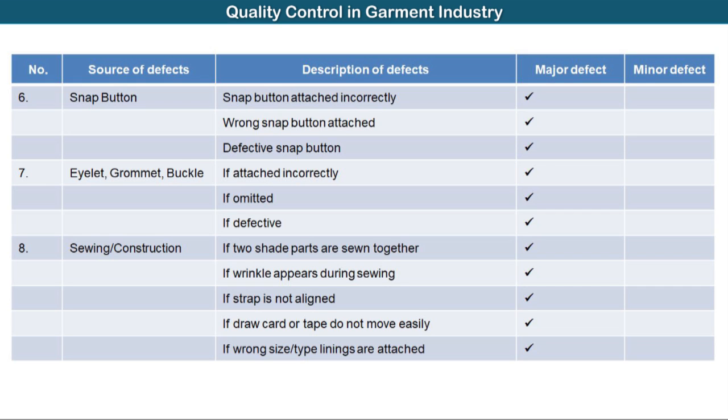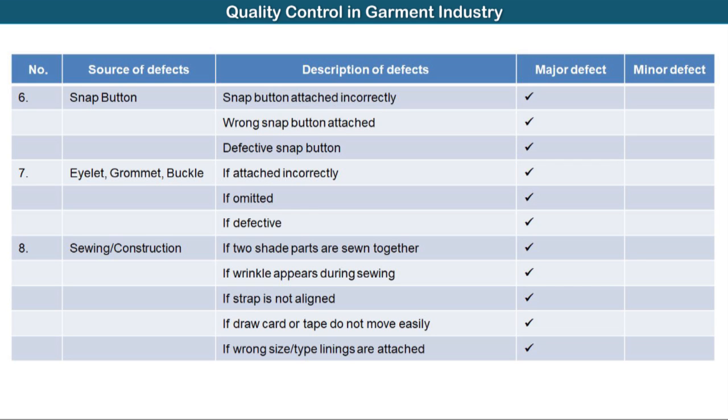Then eyelet, grommet, buckle, etc. If attached incorrectly, this comes under the major defect. If omitted or defective, that also comes under the major defect. Two shaded parts sewn together also comes under the major defect. If wrinkles appear during the sewing, it will spoil the whole garment, so this also comes under the major defect.